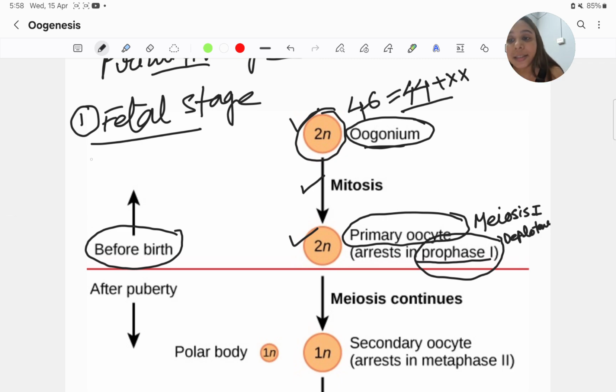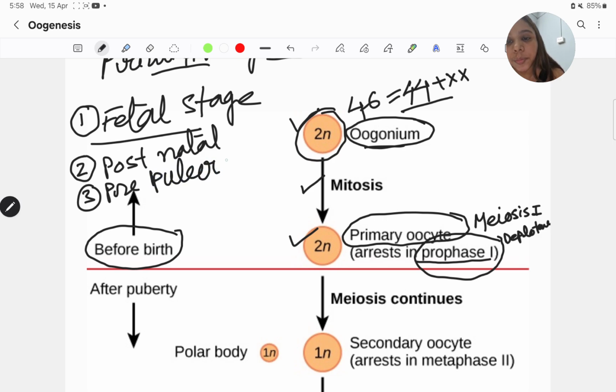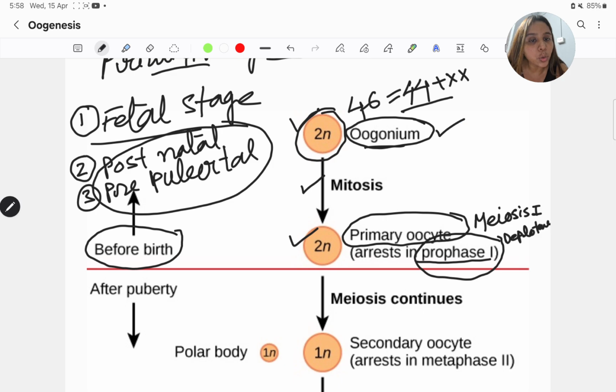Then what happens? The next stages are the postnatal and pre-pubertal. These two stages happen together. That means before birth we develop the oogonium, and after birth there are primary oocytes, but no new primary oocytes are formed in this pre-pubertal phase. Oh, I forgot to describe that. What is postnatal? Post means after and natal means birth. So it's the stage after birth when the baby grows, and pre-pubertal means the childhood, when no secondary sexual characteristics have developed.